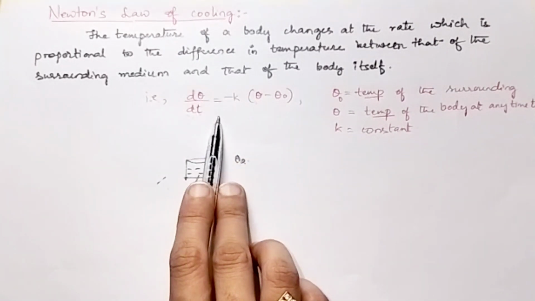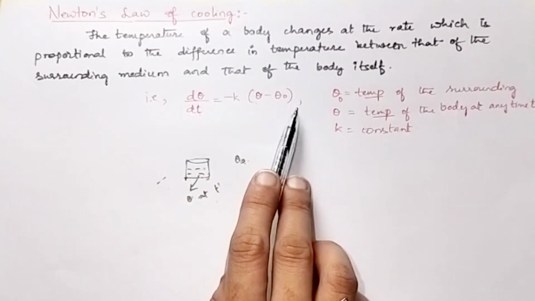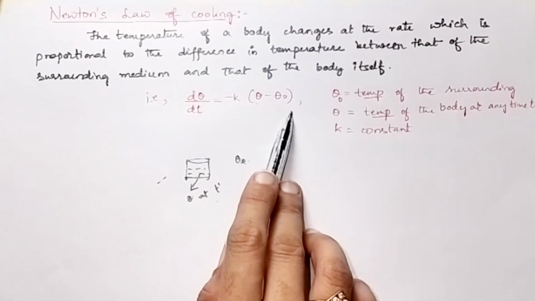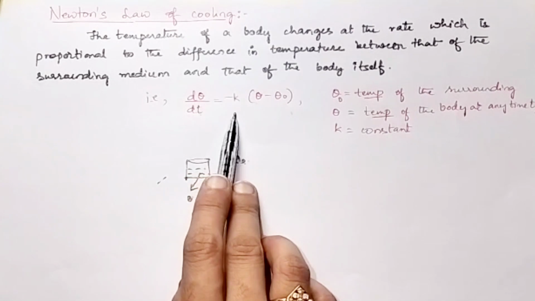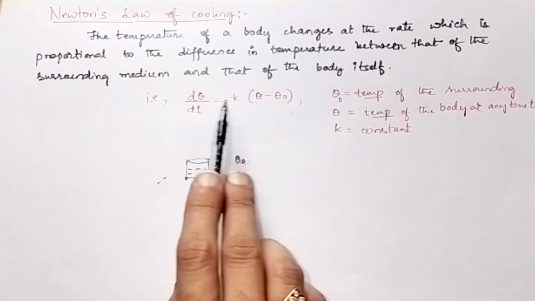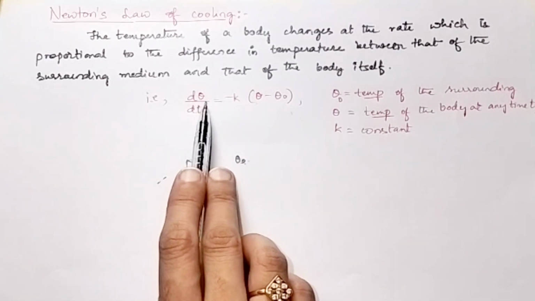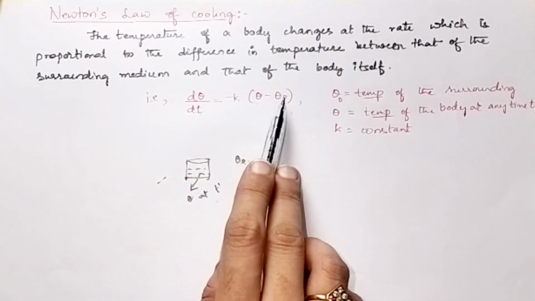It is a first order first degree differential equation. There are different methods to solve a first order first degree differential equation. The variable separable method is used to find the value of theta at any time t.